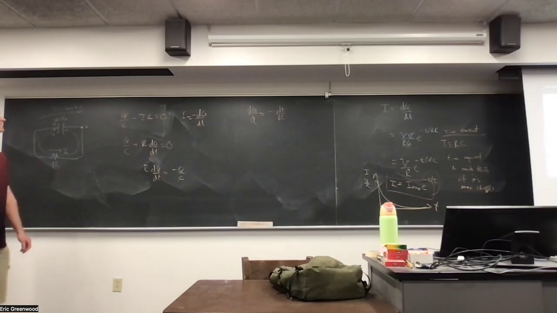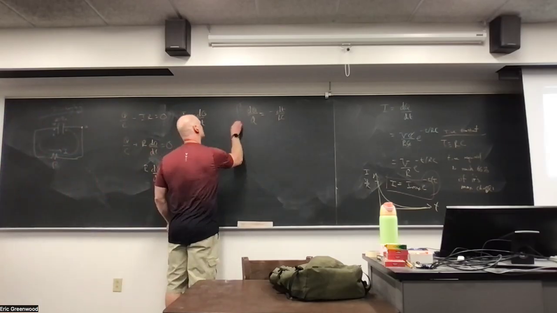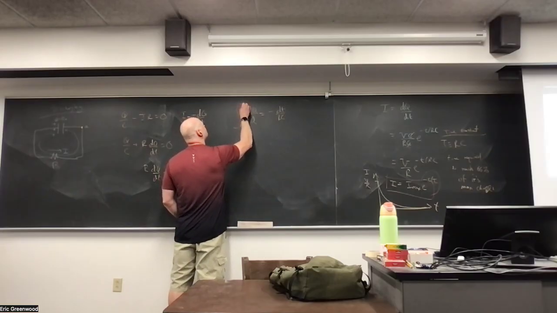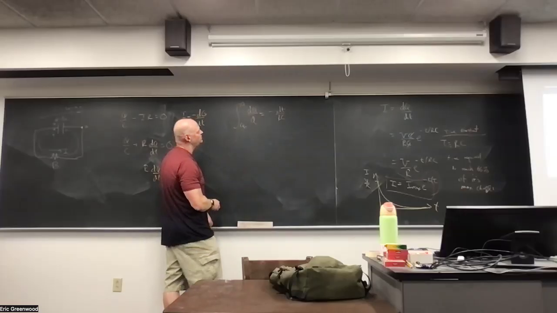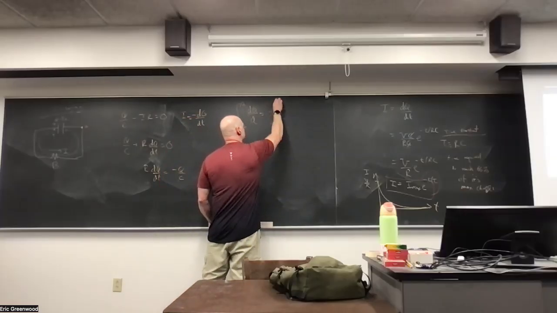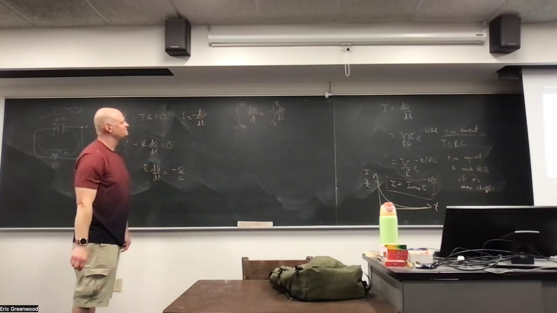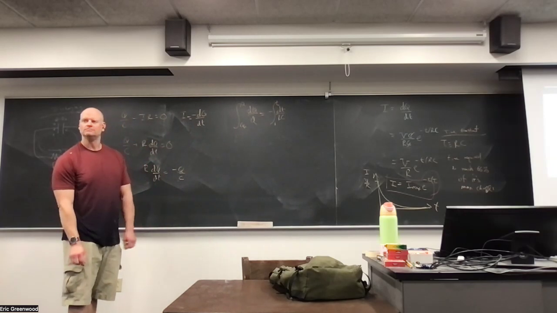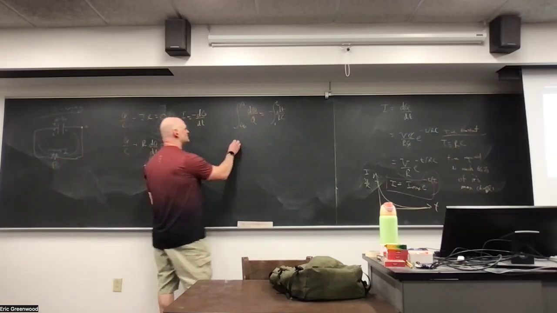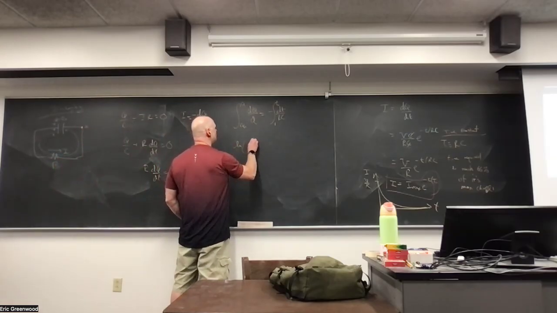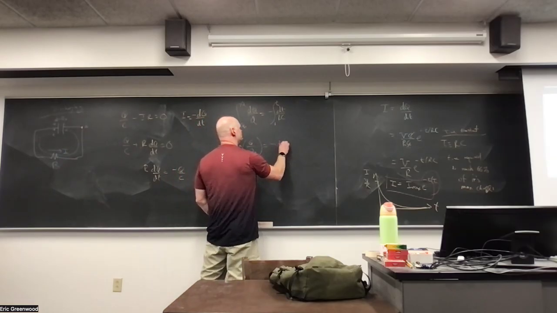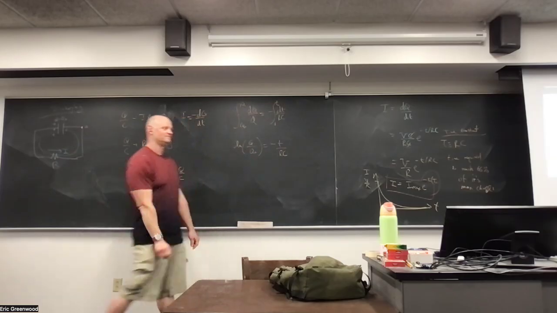Same thing, we're going to integrate, but this time from some initial amount of charge to a final amount of charge. Let's call that q initial to some final charge q. And this time I'm going to integrate from 0 to t. What's the integral of 1 over q dq? Natural log. So it's the natural log of q over q initial, and that's equal to negative t over RC.